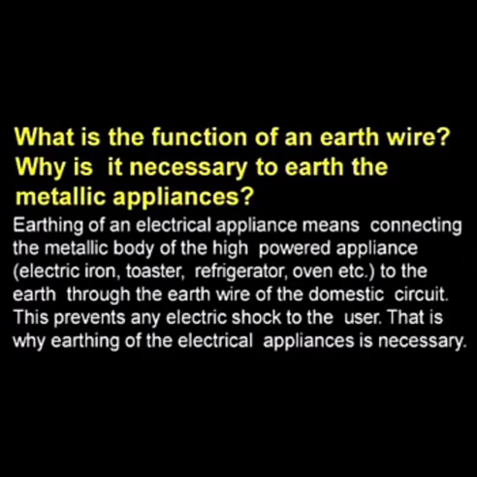What is the function of an earth wire? Why is it necessary to earth the metallic appliance? Earthing of an electrical appliance means connecting the metallic body of the high-powered appliance to the earth through the earth wire of the domestic circuit. This prevents any electric shock to the user. That is why earthing of the electrical appliances is necessary.